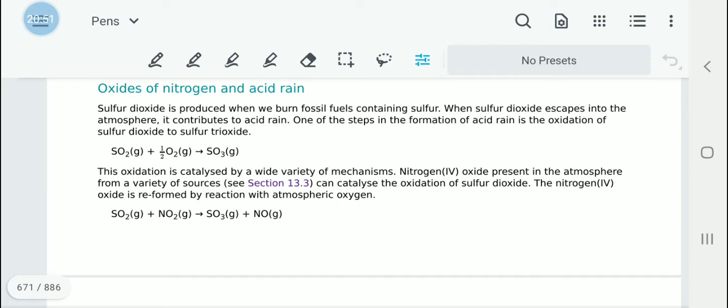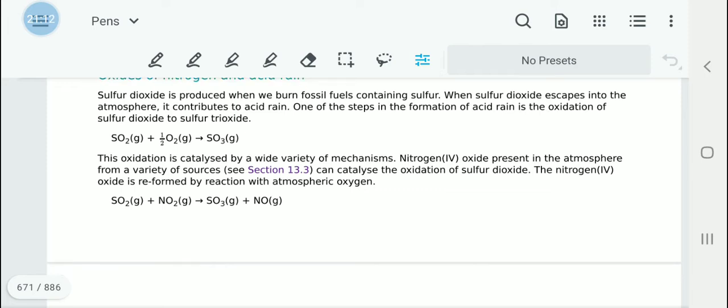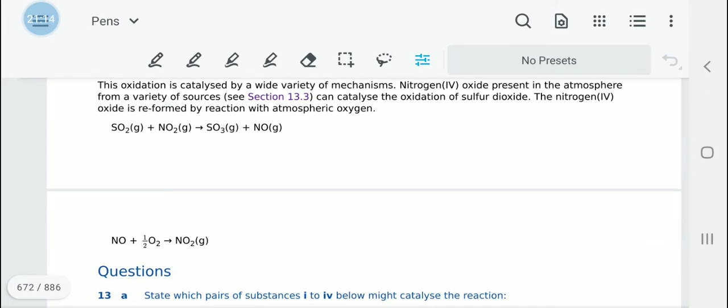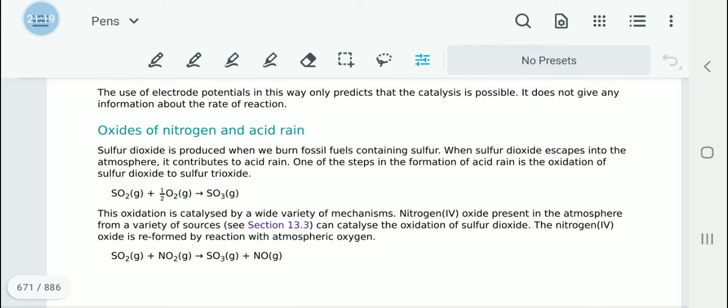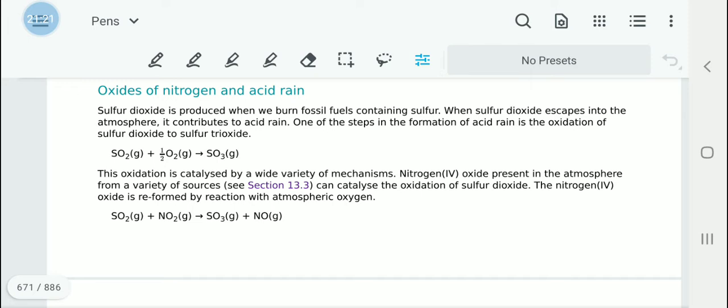And the nitrogen dioxide is reformed with this reacting with oxygen in the atmosphere. So SO2 reacts with NO2 to produce SO3 and NO. So that is another example for catalysis. NO plus half O2 becoming NO2 back again. Write down oxides of nitrogen and acid rain.